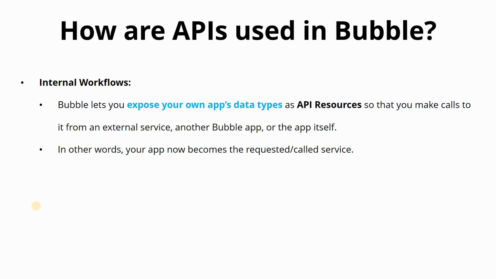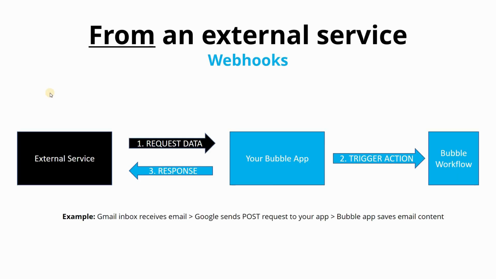Let's take a look at some examples here. In this first example, we're going to see what happens when you have an external service call your Bubble app through the API. And a really common use case for this is webhooks. If you're not familiar with what a webhook is, it's basically a notification.